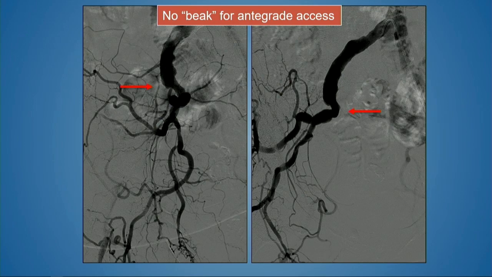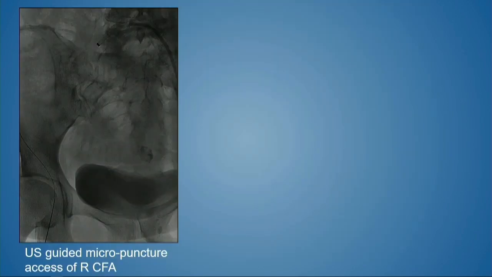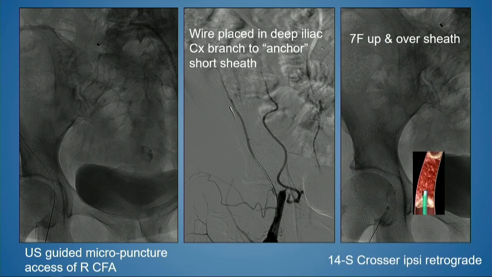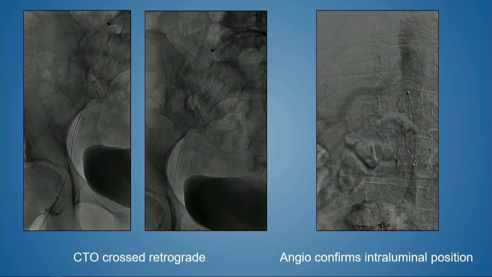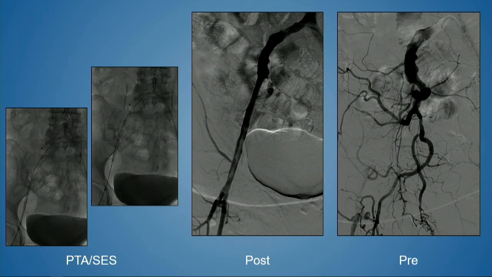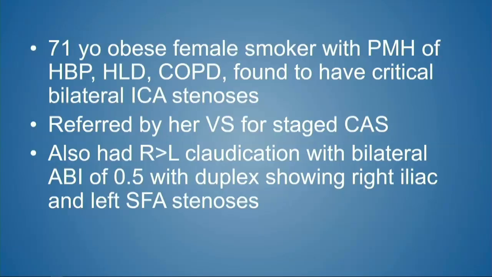Well, ideally, we would try to do this from above, but we really couldn't identify any obvious stump there. So we performed ultrasound-guided access of the common femoral and purposely sent the wire up the deep iliac circumflex to sort of anchor ourselves in there, and then we're able to traverse it retrograde with a crosser from the ipsilateral sheath. Again, after confirming intraluminal position, went ahead and then just fixed this from above, and again, a very nice result.